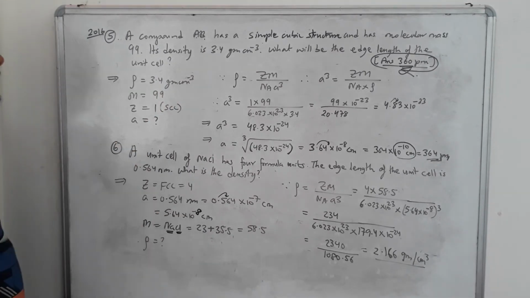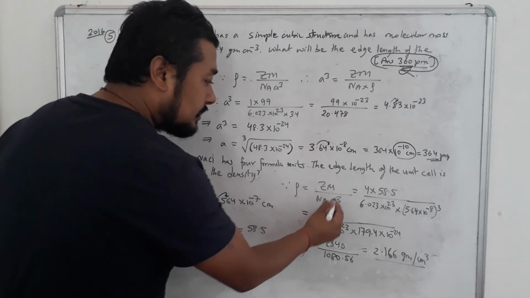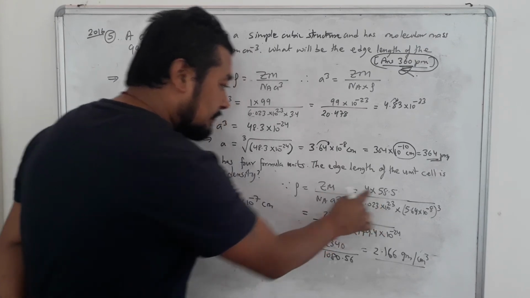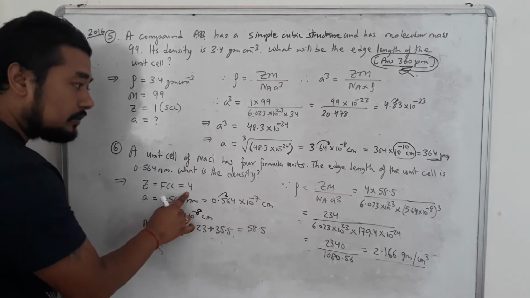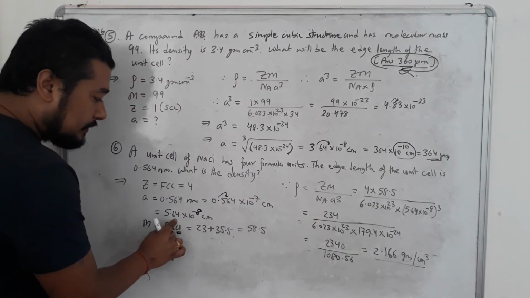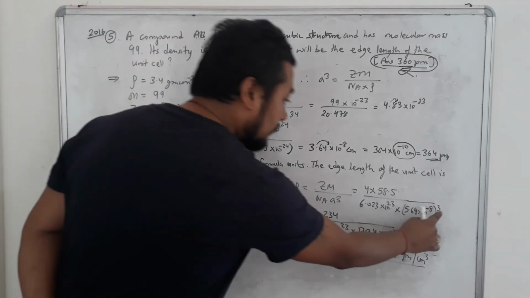Now you have to find its density. The formula of density is this one, students. Rho is equal to Z times M divided by a cubed times N A. Z is 4. Molecular mass is 58.5. You can see from here. Z is 4. Avogadro number is this much, you should be knowing. And edge length is given 5.64 into 10 to the power minus 8, whole cube.